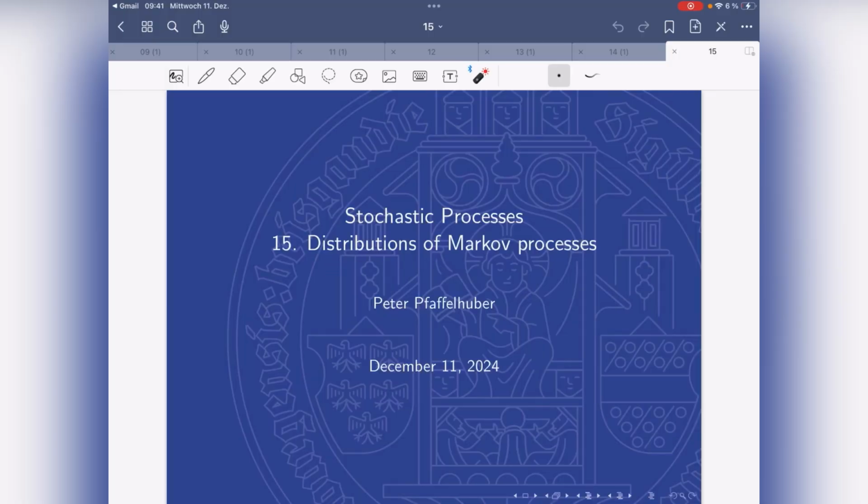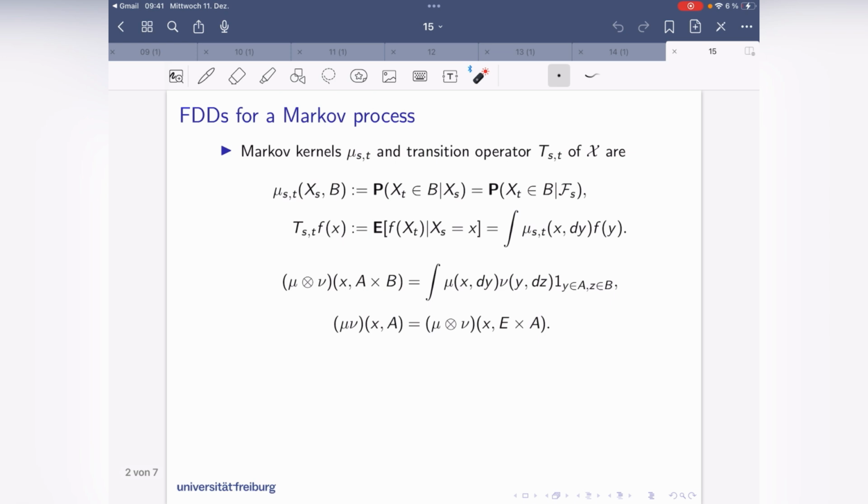So, the distribution of a Markov process. As I just said, the finite dimensional distributions play a certain role. And first, we have to see how we come up with them.